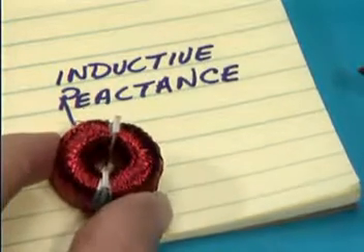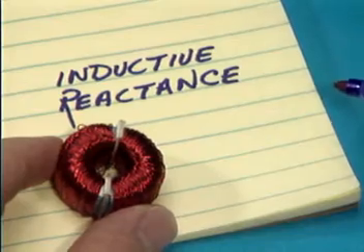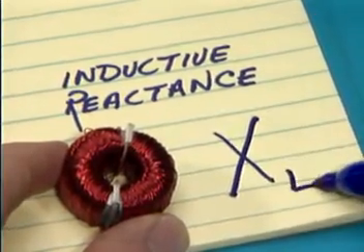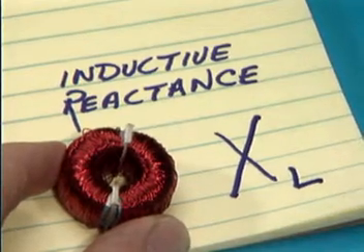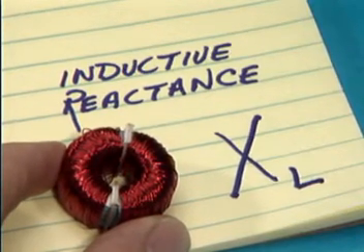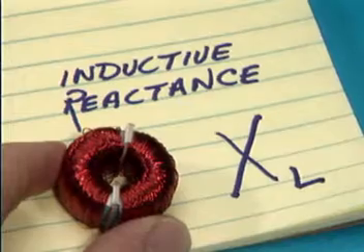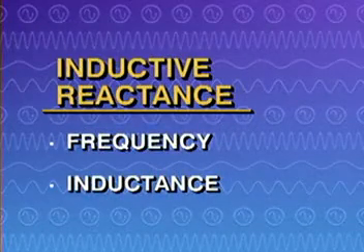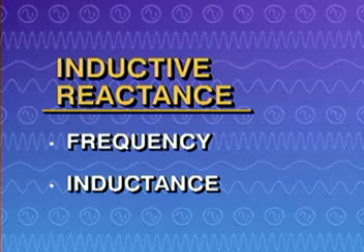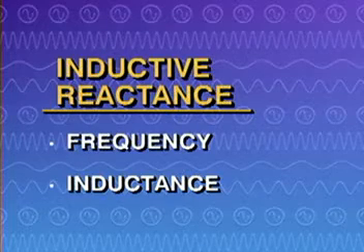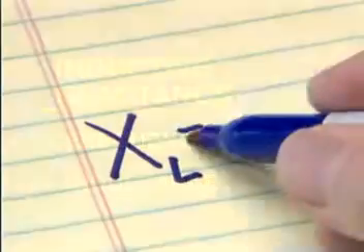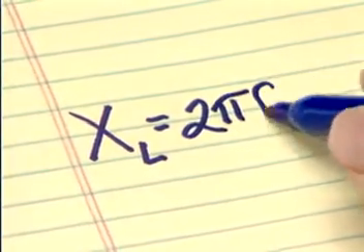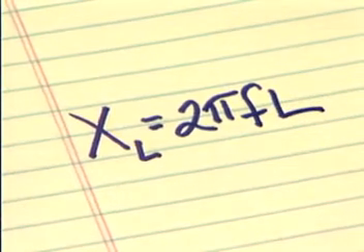This opposition to changes in current in a coil is called inductive reactance and is designated as X sub L. The amount of inductive reactance presented by any particular coil depends primarily on two quantities, frequency and inductance. As you saw with capacitive reactance, there is a mathematical relationship among these three quantities that is represented within this formula. X sub L equals 2 pi F times L.